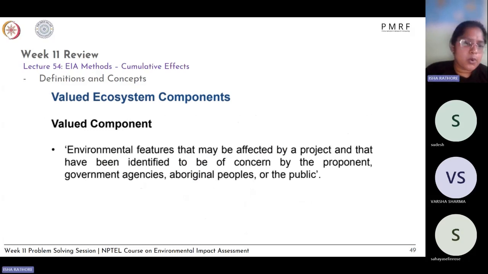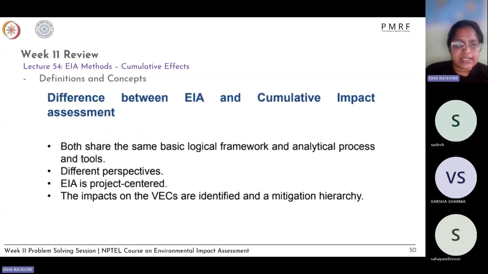Then valued ecosystem components, so environmental features that may be affected by a project and that have been identified to be of concern by the proponent, government agencies, Aboriginal people, or the public. So those were the definitions.